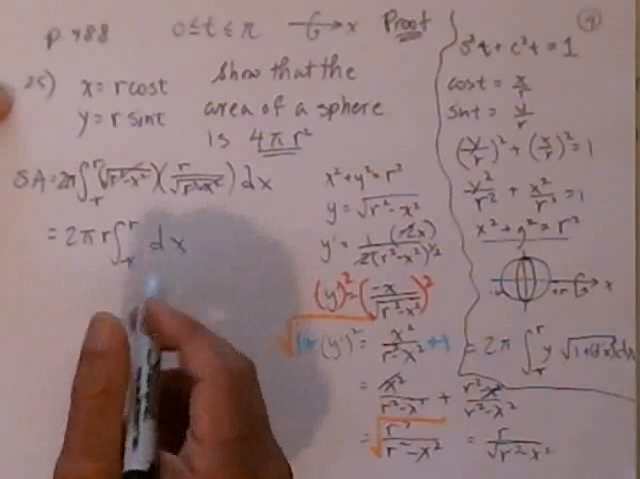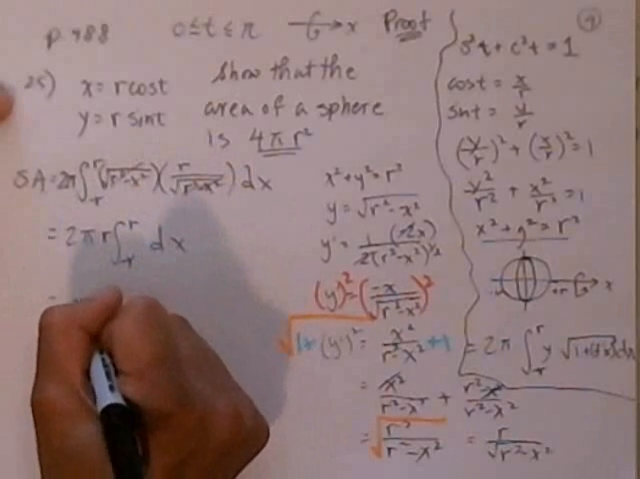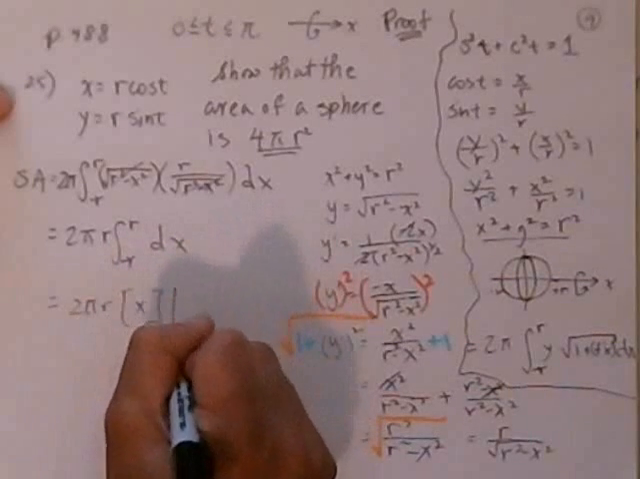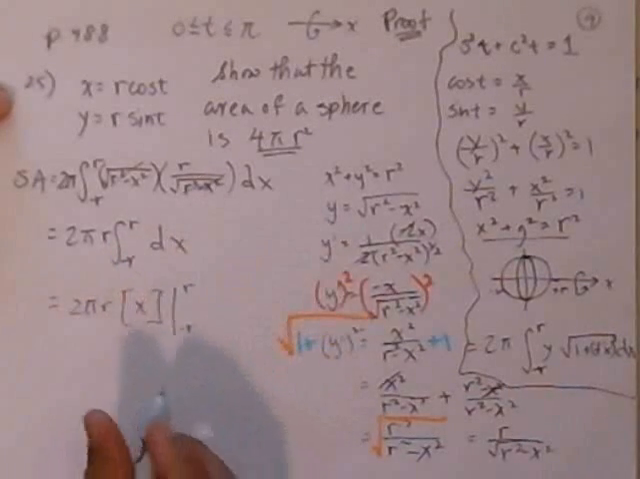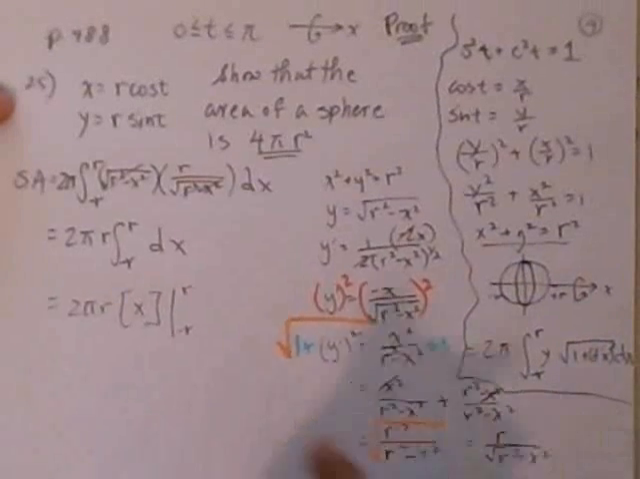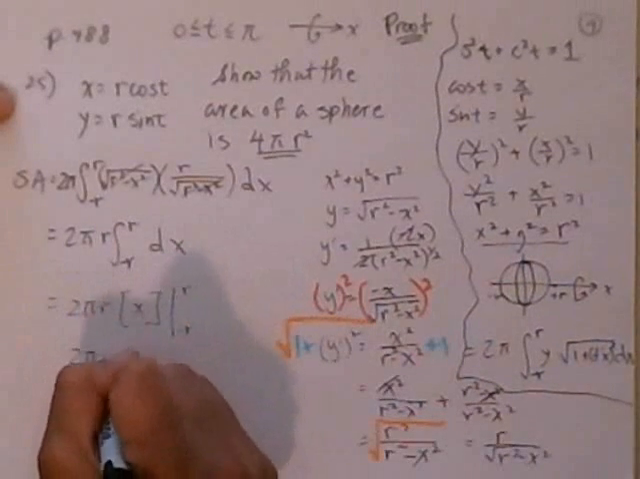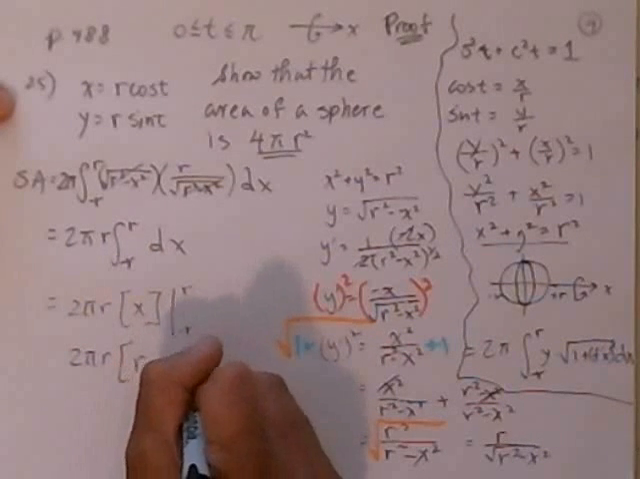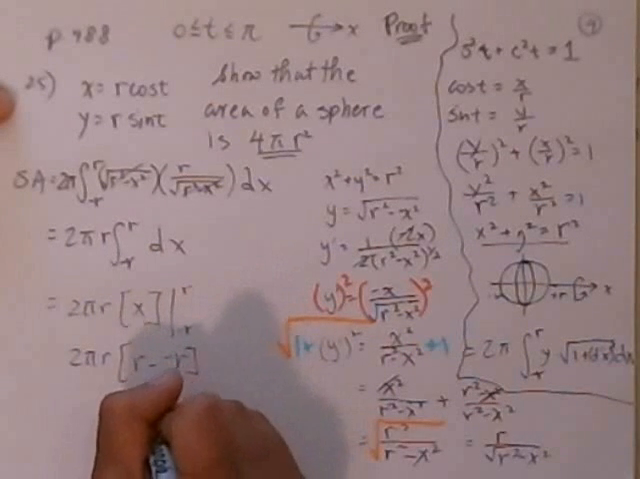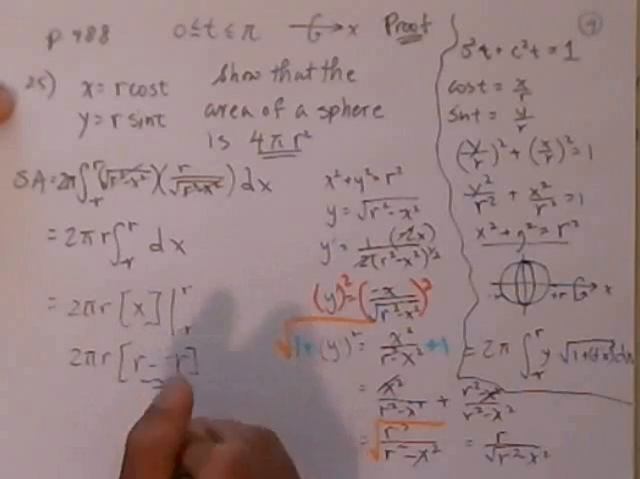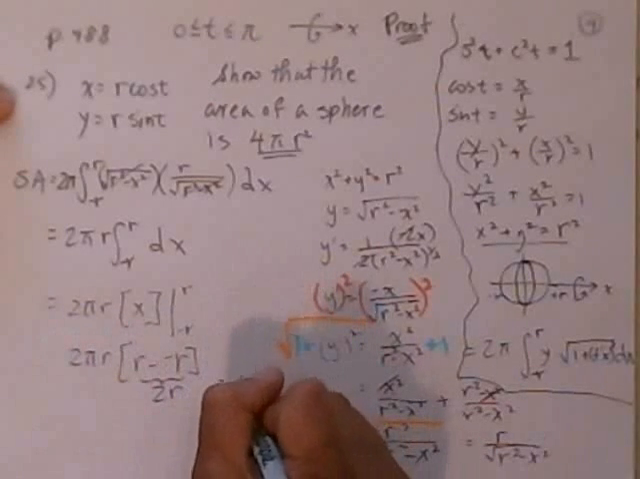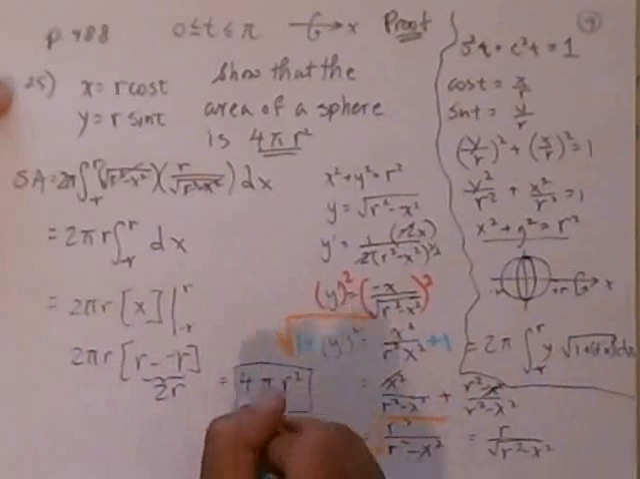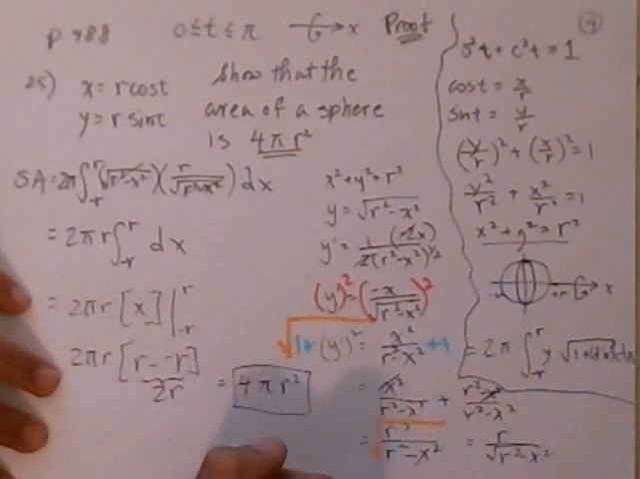The integral of dx is just going to be x, 2 pi r times x, and I'm going to evaluate it from negative r to positive r, using the fundamental theorem of calculus part 2. 2 pi r times r minus negative r. r minus negative r is 2r right there, times 2 pi r, 4 pi r squared. QED, guys.